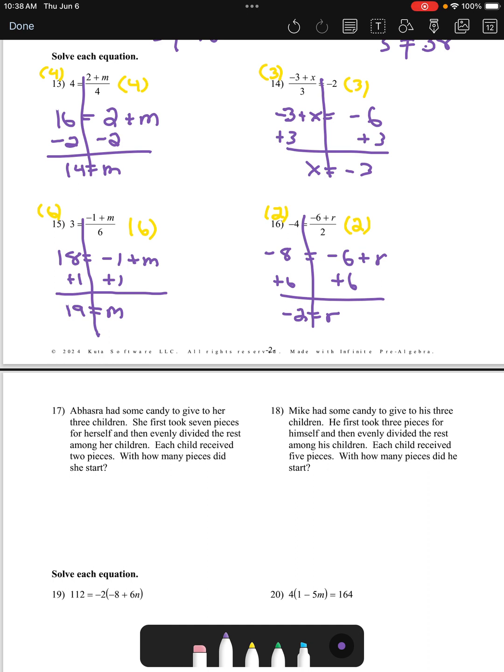And hey, look at that. Word problems. Abasra had some candy to give to 3 children. She took 7 pieces for herself and then evenly divided the rest among her children. Each child received 2 pieces. With how many pieces did she start?